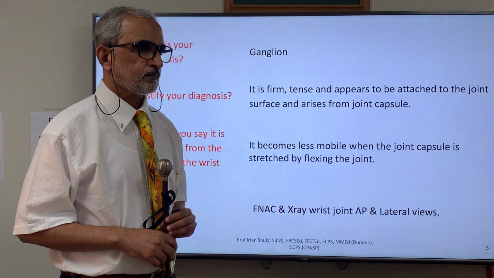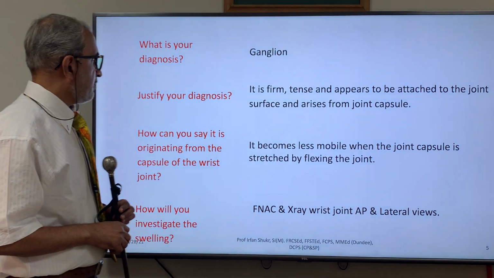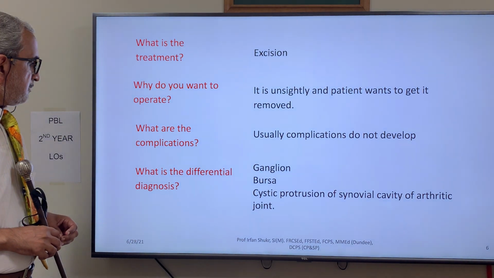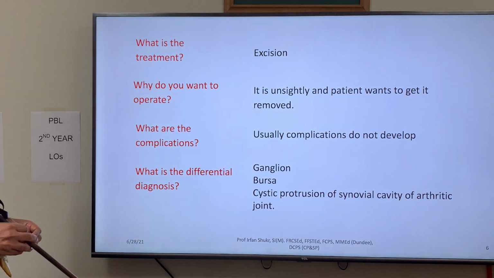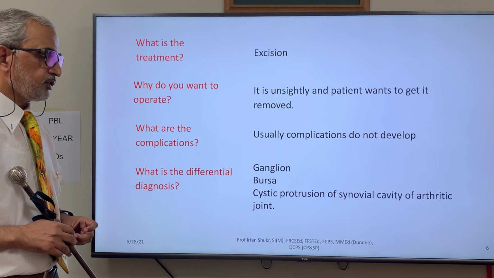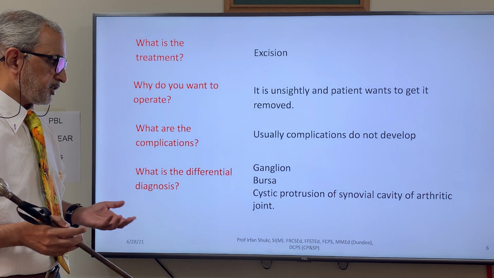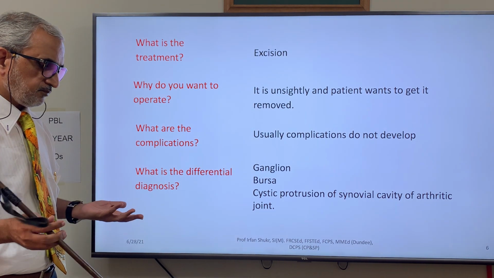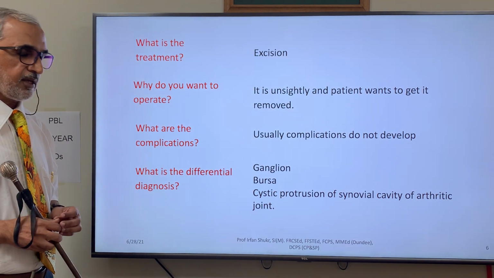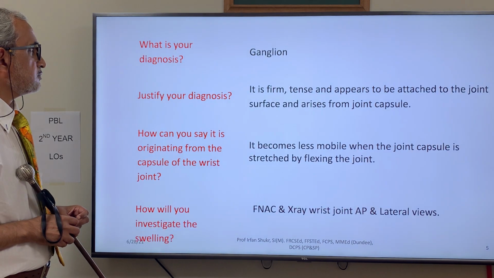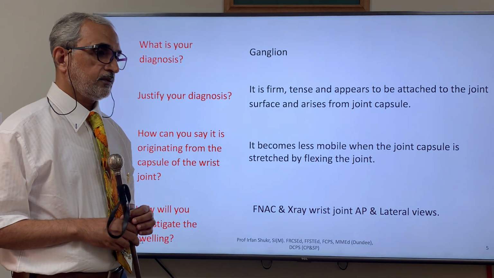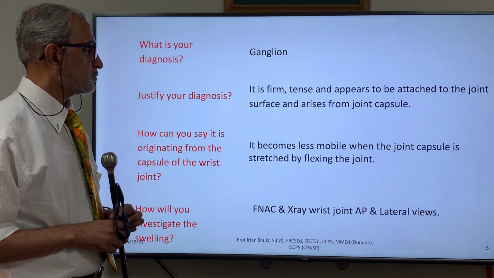What is your differential diagnosis? Ma'am, my differential diagnosis is ganglion, bursa, and cystic protrusion of synovium from the joint. These are the three which I think could be the differential diagnosis. Okay, what is your diagnosis? My diagnosis is ganglion.